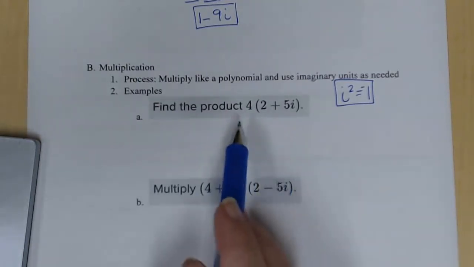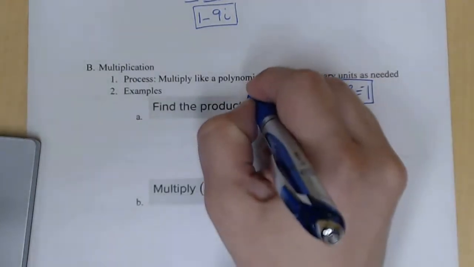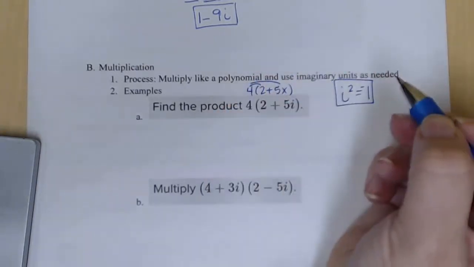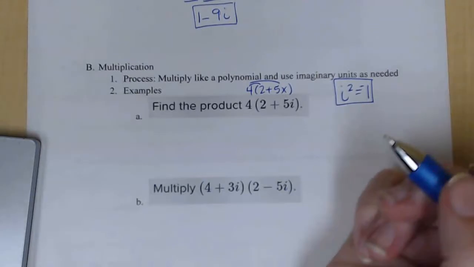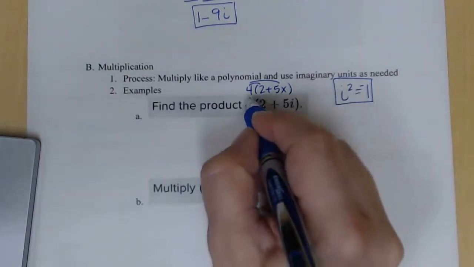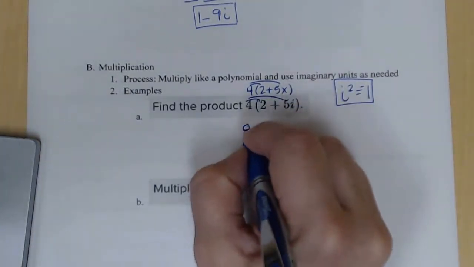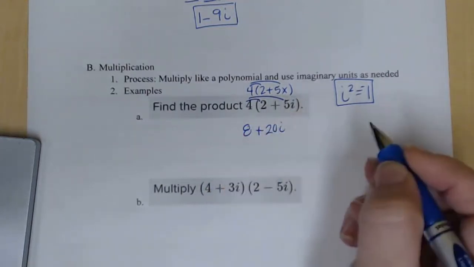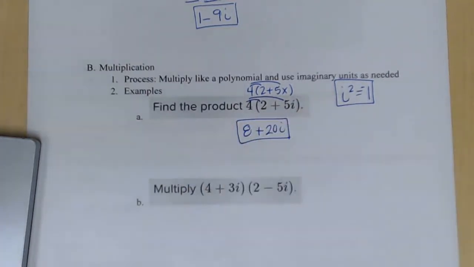So I want to find the product of this. If this had been 4 times 2 plus 5x, you would have distributed it and been fine. The same is going to be true here with your imaginary. You're going to distribute. 4 times 2 is 8, plus 4 times 5i is 20i. And notice your answer is still a complex number.